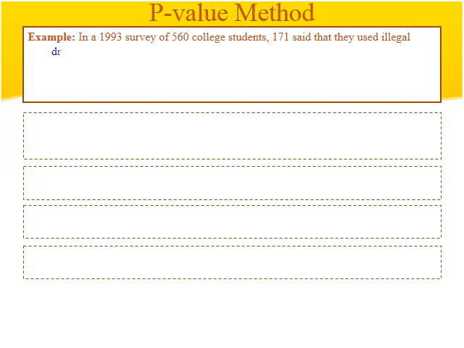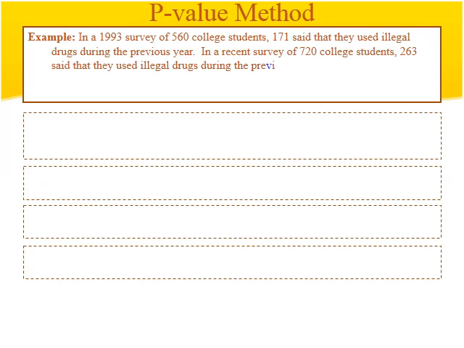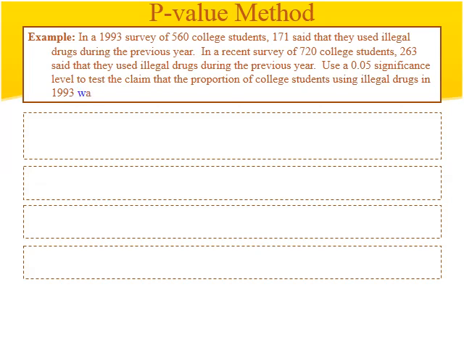Let's take a look at another example. In 1993, in a survey of 560 college students, 171 said they used illegal drugs during the previous year. In a recent survey of 720 college students, 263 said they used illegal drugs during the previous year. Use a 0.05 significance level to test the claim that the proportion of college students using illegal drugs in 1993 was the same as it is now.